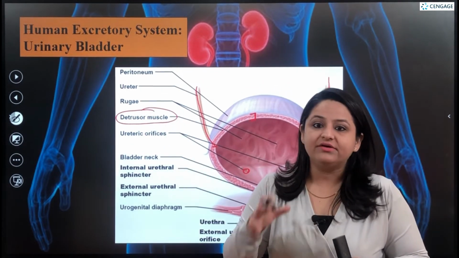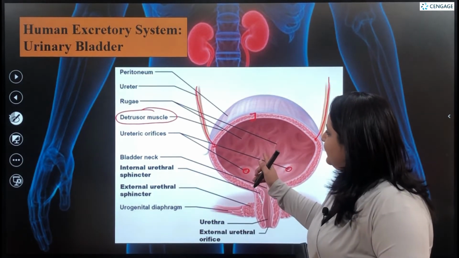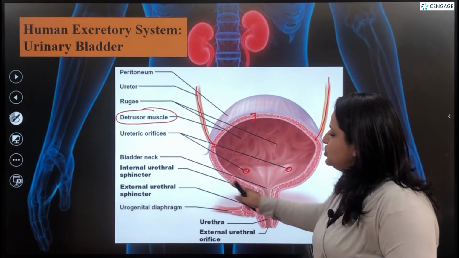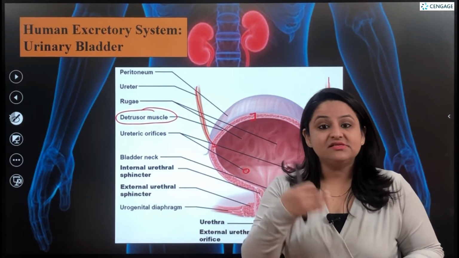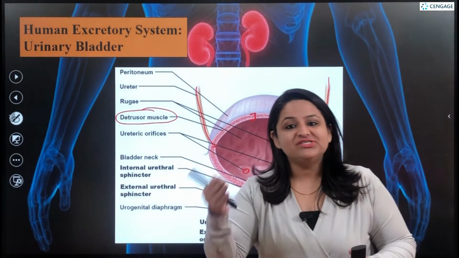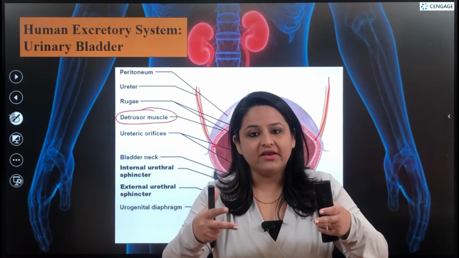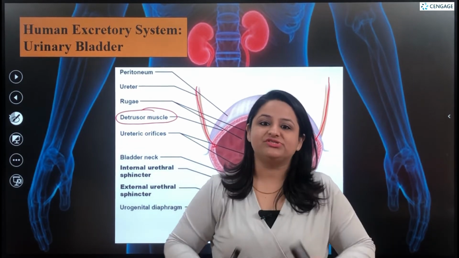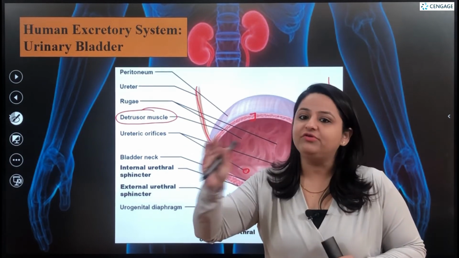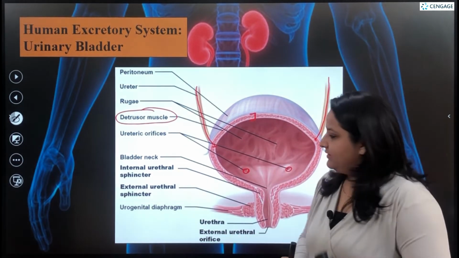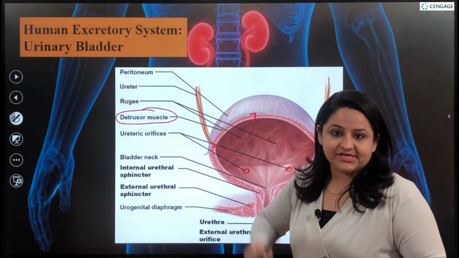That means they are not under the control of the body's will. Then the urinary bladder is also covered by transitional epithelium. This is a special type of epithelium which has the property to stretch when and where required and to come back to its original position. So transitional epithelium is the standard property of the urinary bladder. Then, as I told, the standard function of the urinary bladder is to store the urine inside.